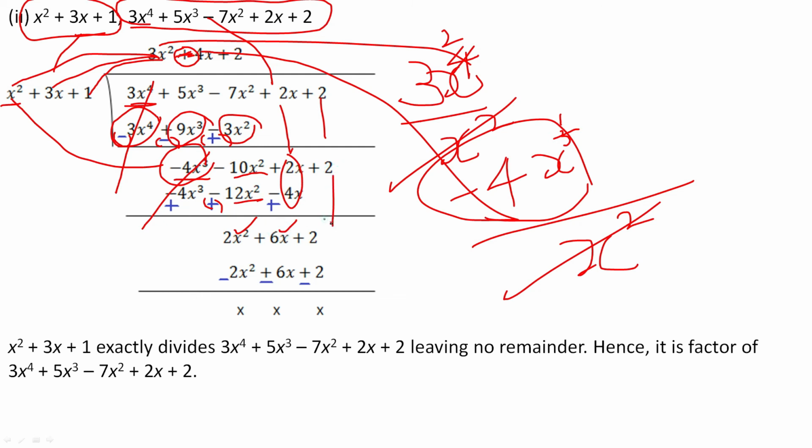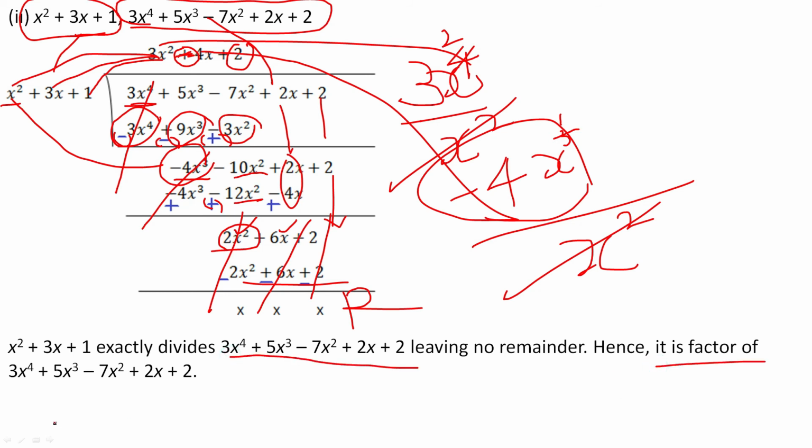Bring down 2. Again this 2x square divided by x square, you will get 2. This 2 you will get, multiply 2 with the x square plus 3x plus 1, you will get the value like this. First two terms go cancelling, 6x and 6x. 2 minus 2 is getting cancelled, so remainder you are getting 0. If you are getting 0, then the given equation is exactly divisible. Hence it is a factor of the given equation.